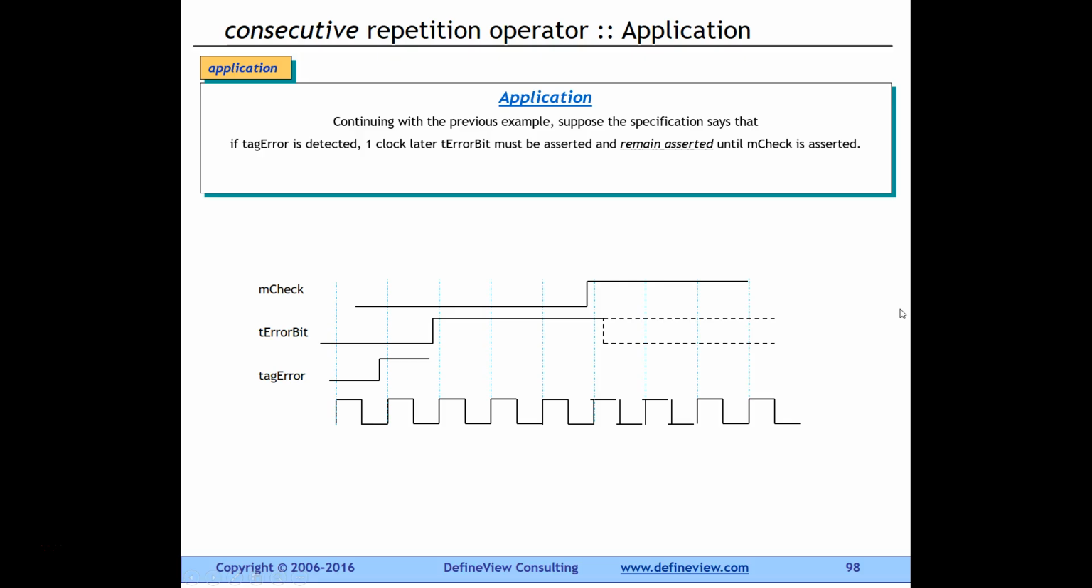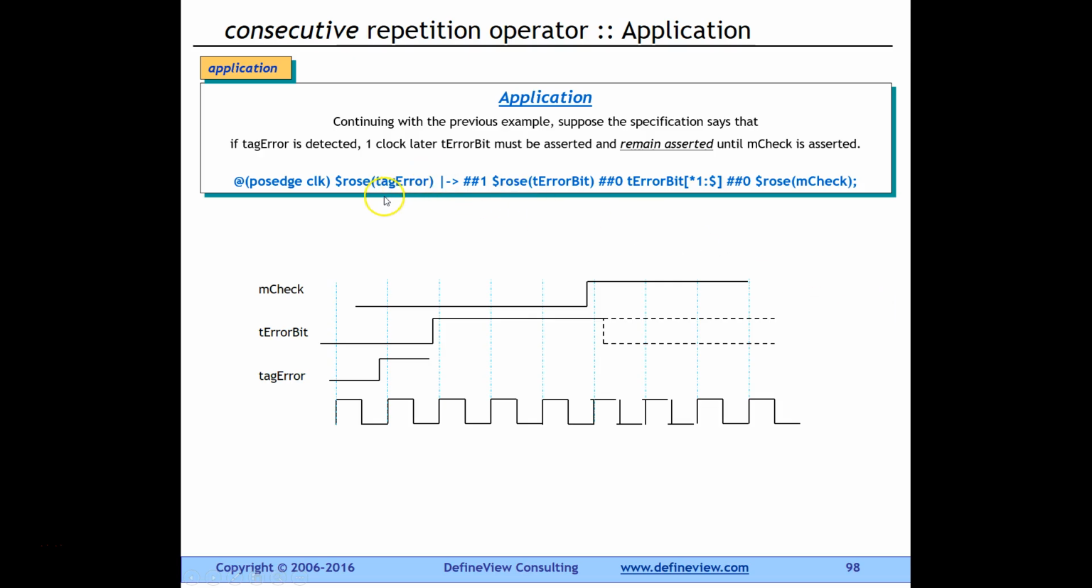So the spec says that if tag error is detected, we saw this example before in the clock delay range operator, so the spec is the same. If tag error is detected 1 clock later, T error bit should be asserted, meaning it is high, and remain asserted, no glitch. It should remain asserted until M check is asserted. This is the until part. This is the qualifying event part. This is how you would write this assertion.